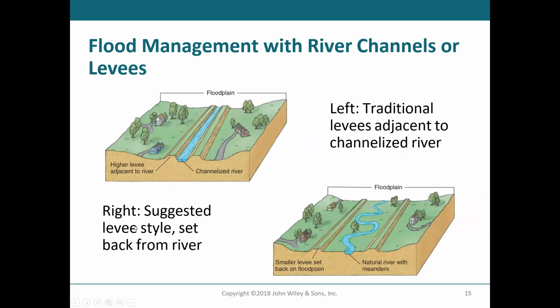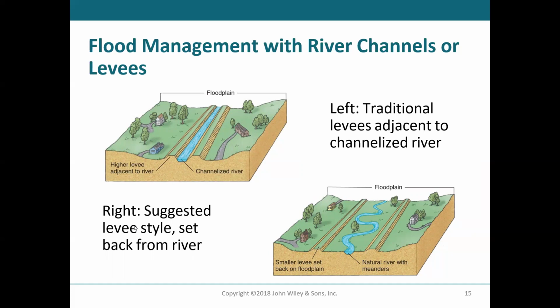So, flood management with river channels or levees. To the left, levees are adjacent to the channelized river, right? These are long mounds that are sloped inward, so that when these channelized rivers start to rise, the water does not leave. However, what we have seen is that since you are creating a straight path, and that's not how rivers normally behave, right? They're not in a straight line. The flooding can still get out of control.